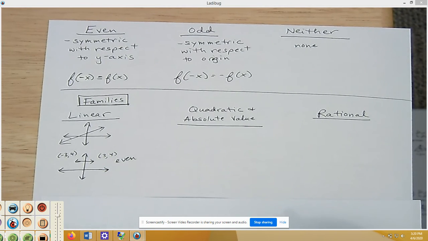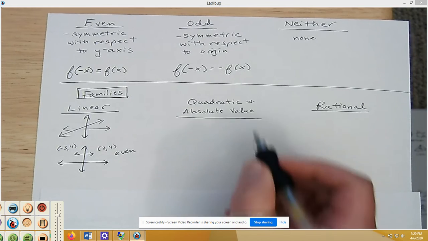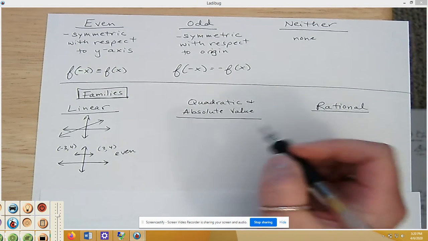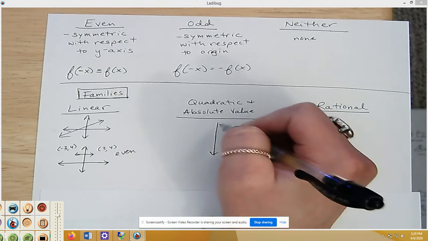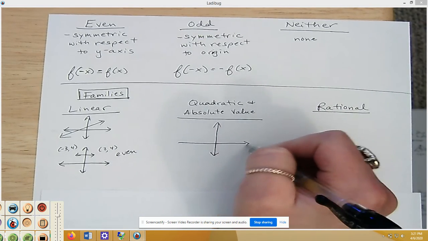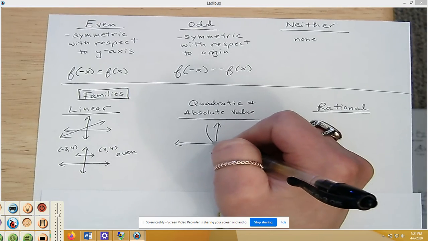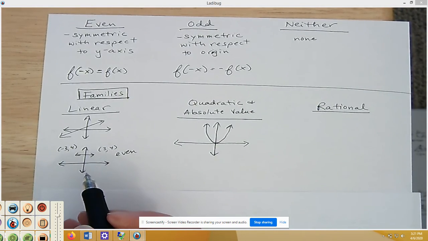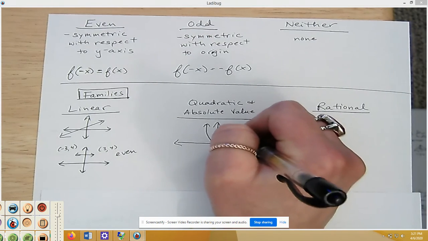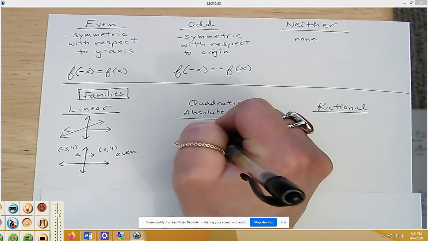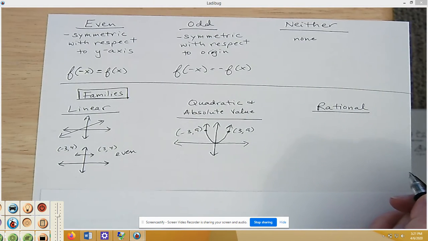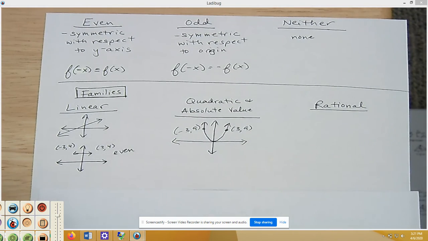Quadratic and absolute value functions are kind of brother and sister. One is a U shape, one is a V shape. And if you think of the parent function here, it's going to be even. So that will be even. I could have (3, 9) if you were just looking at x squared, and then (-3, 9) as well. And if it was an absolute value, it would just be V-shaped instead.